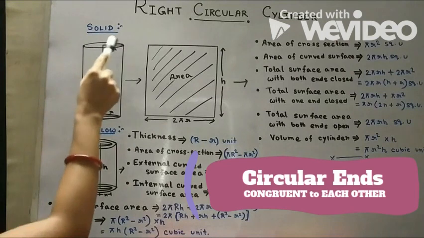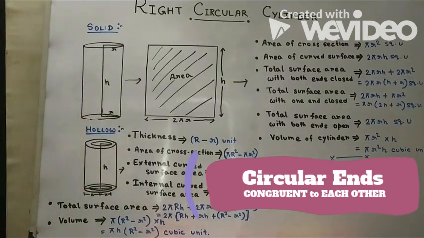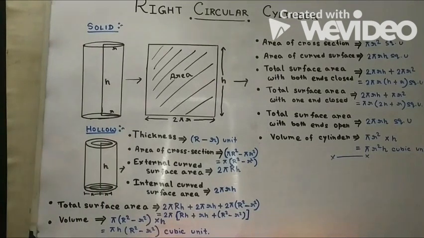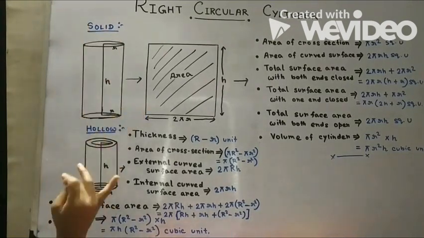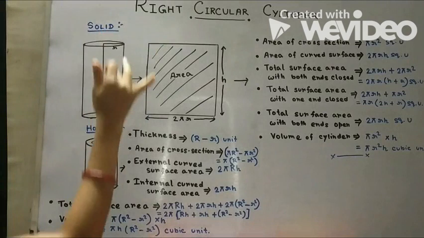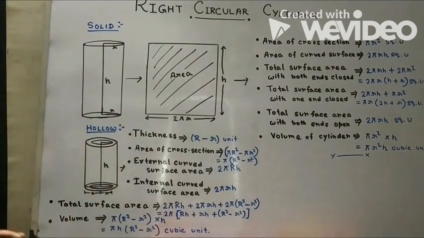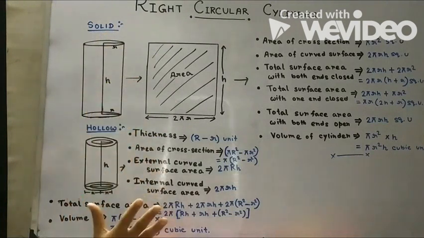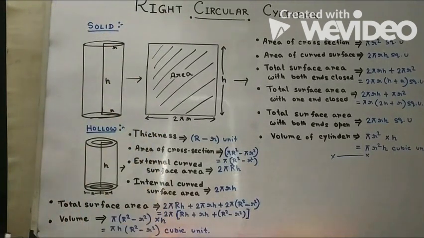So this is a cylinder. And there are three surfaces in a cylinder: two circular bases, one here and the second circular base, and the curved surface. So there are actually three faces or three types of surface.